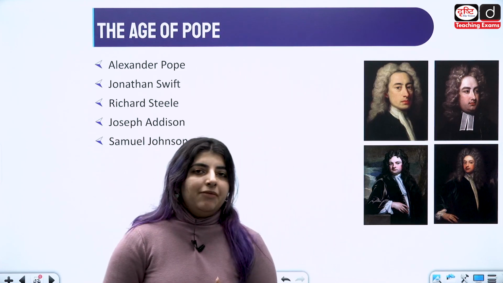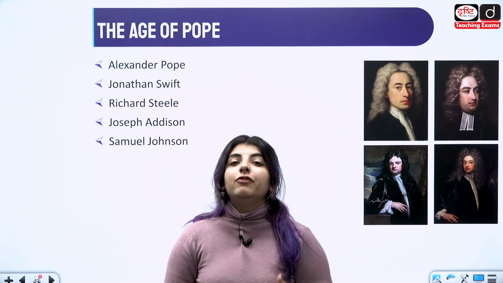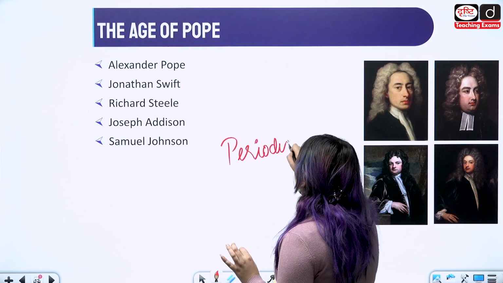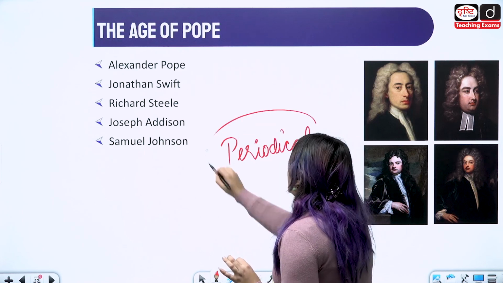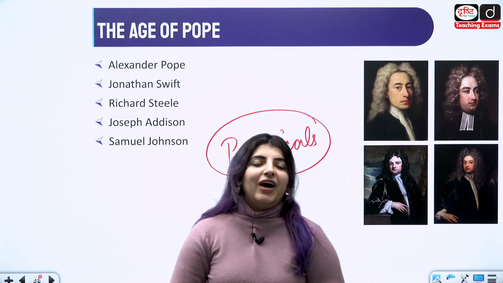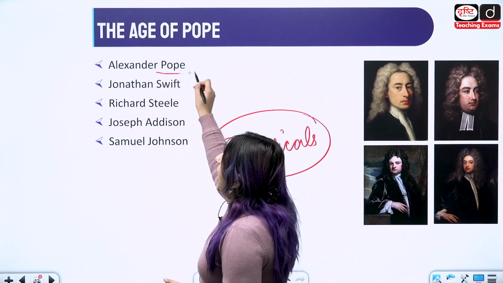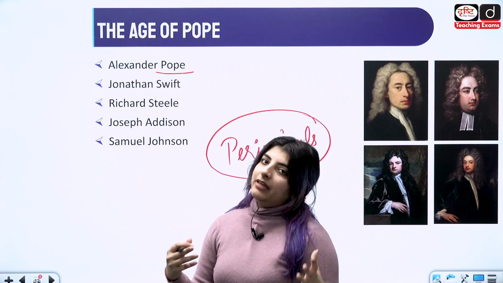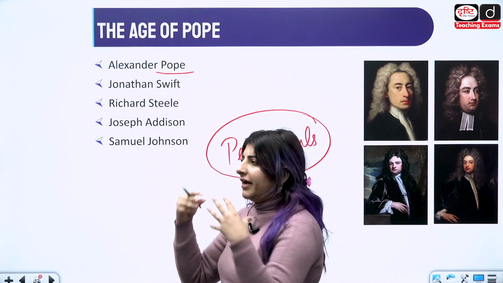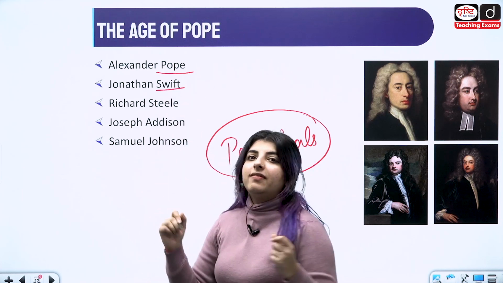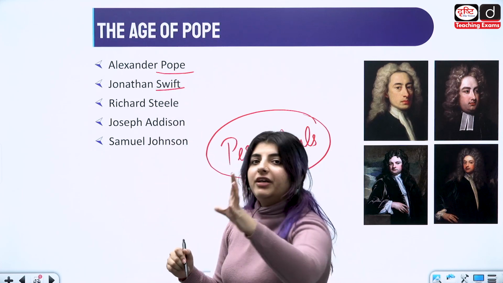Because multiple times we see the questions coming from different sorts of periodicals which were being published during these times. So how did I memorize the things? I'll be sharing the tips and tricks with you all for the same. Alexander Pope with his magnum opus, The Rape of the Lock, Essay on Man, Essay on Criticism. Jonathan Swift with his Gulliver's Travels and other periodicals as well.